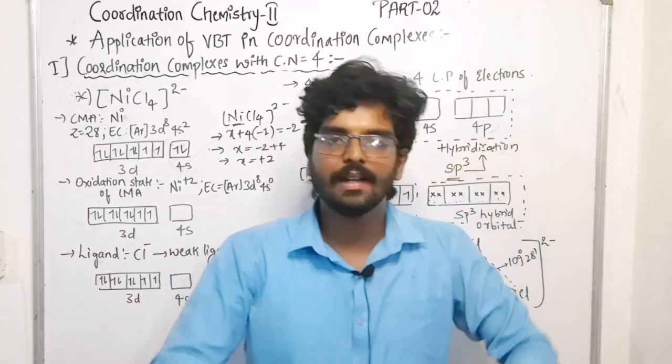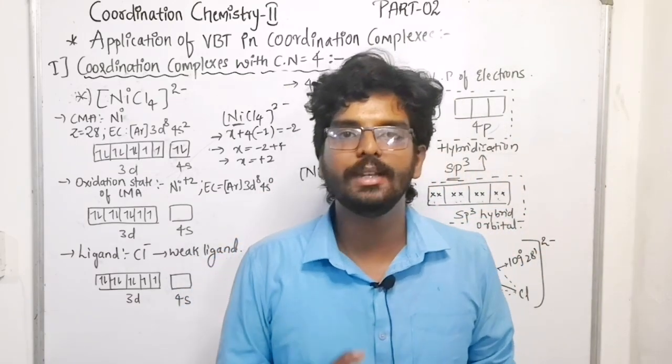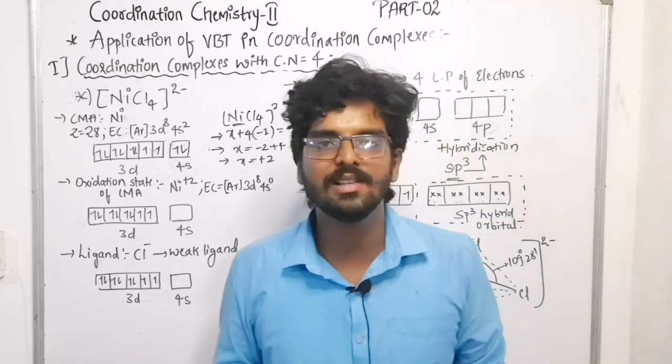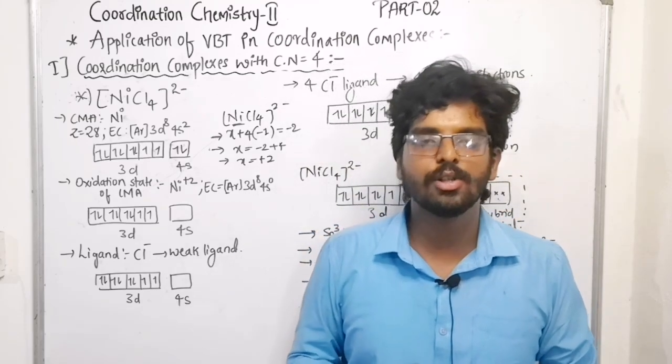That means the central metal ion should carry how many hybrid orbitals? How many equal energy empty orbitals should a central metal have?